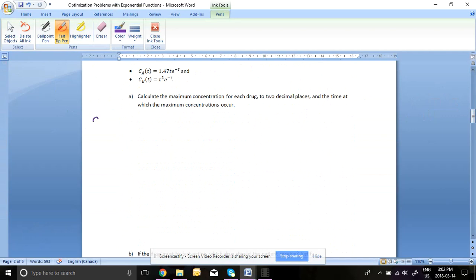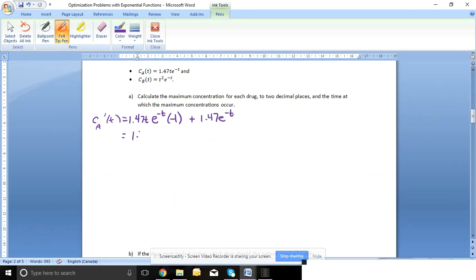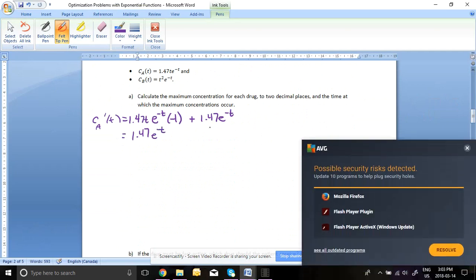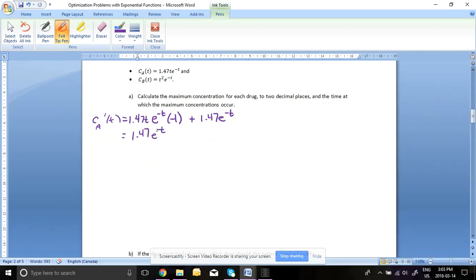decisions about that. So CA prime at t is, so we keep our first function the same, 1.47t, we can see that as a function, and then times the derivative of that e to the negative t, which is e to the negative t times -1. And then we add 1.47 e to the negative t. So notice here we can factor out a 1.47 e to the negative t. Sorry about that. That's a negative t. And then we're left with negative t plus 1.